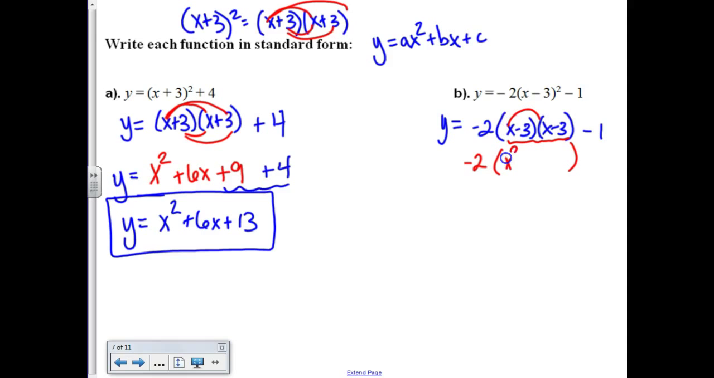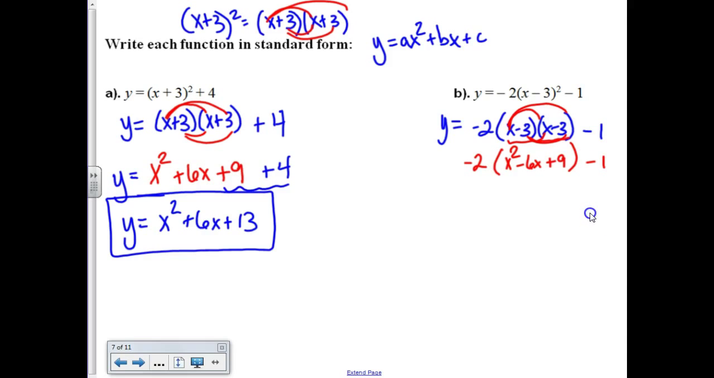So we have x squared. On the outside, you have negative 3x plus another negative 3x on the inside. So we're going to have negative 6x. And then negative 3 times negative 3 gives me a plus 9.